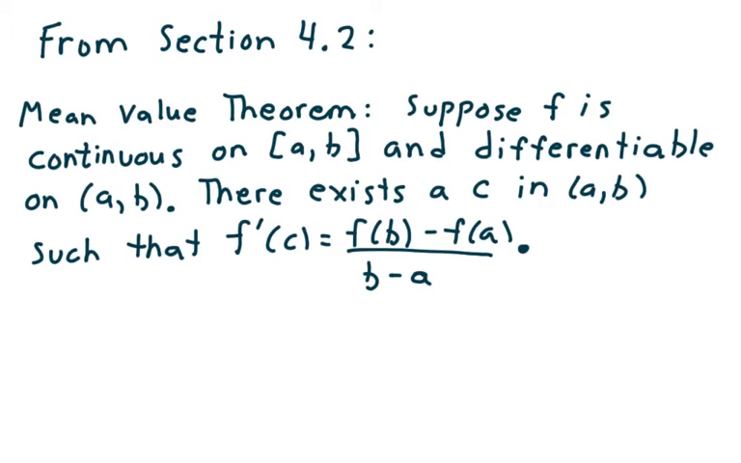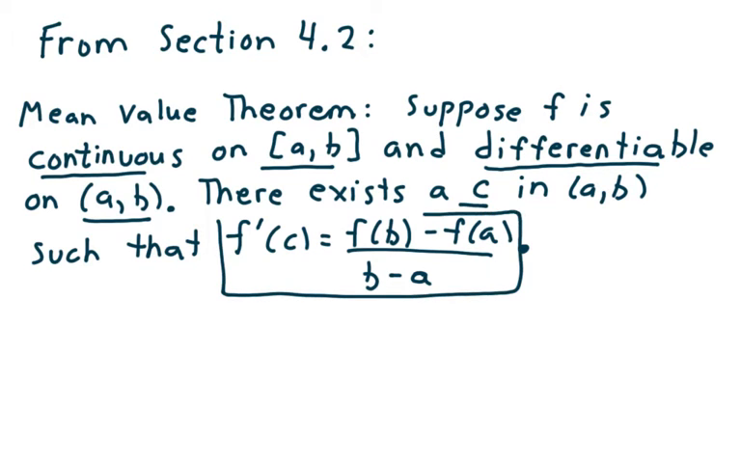This is a video from section 4.2. We're going to look at the mean value theorem. Suppose f is continuous on the closed interval a to b and differentiable on the open interval from a to b, then there exists a c in (a, b) such that f prime of c is equal to f of b minus f of a divided by b minus a.